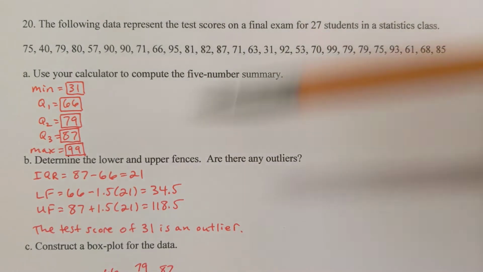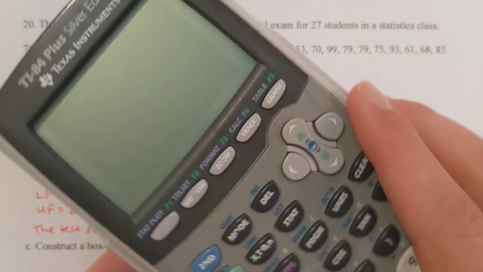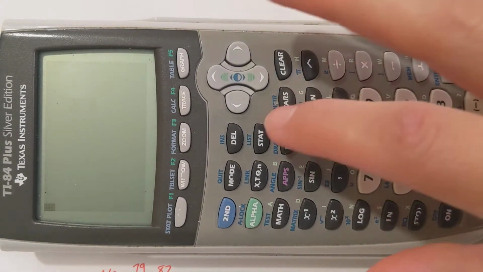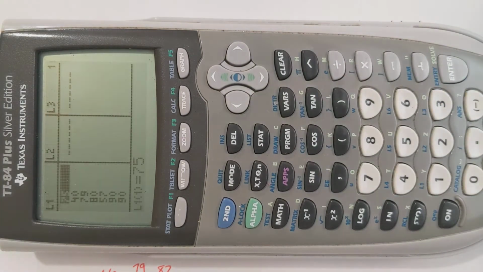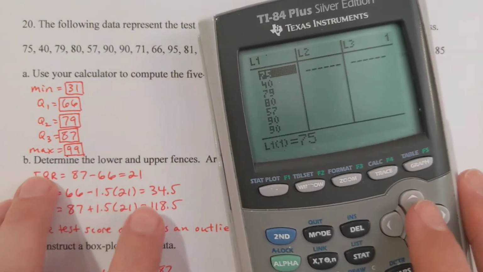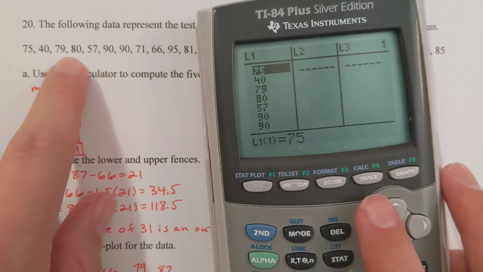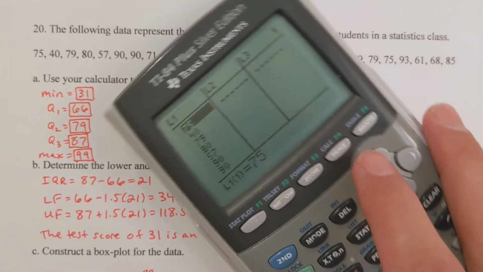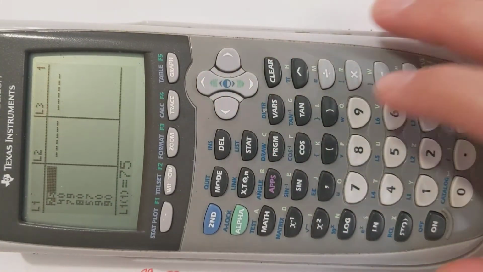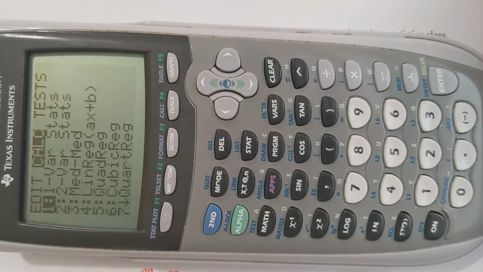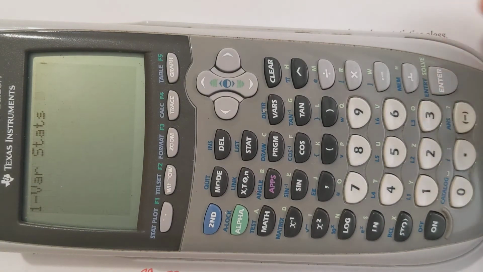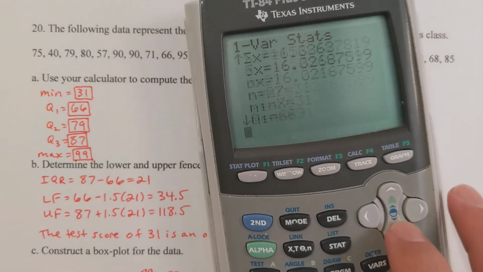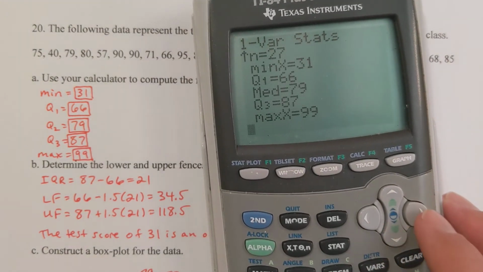So let's see here in the TI-84. You're going to hit stat and enter. Okay, you're going to type in all the values. So there's 75, 40, 79, 80, 57, etc. And then I'm going to hit stat, go over to calc, and then 1-Var Stats. And now I need the quartiles, or I basically need the 5-number summary here.